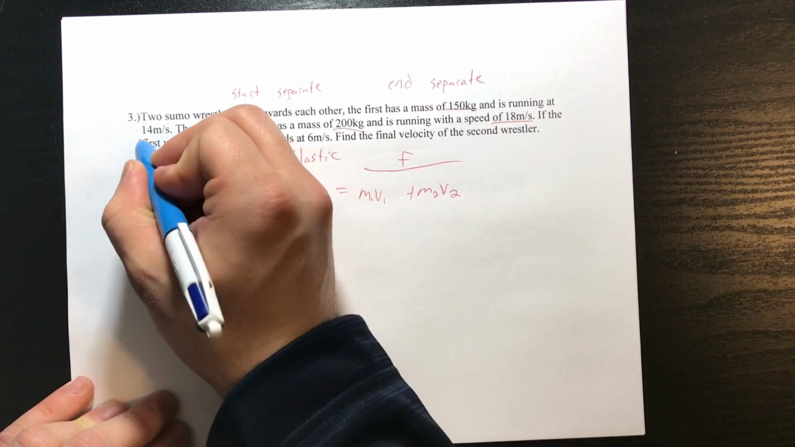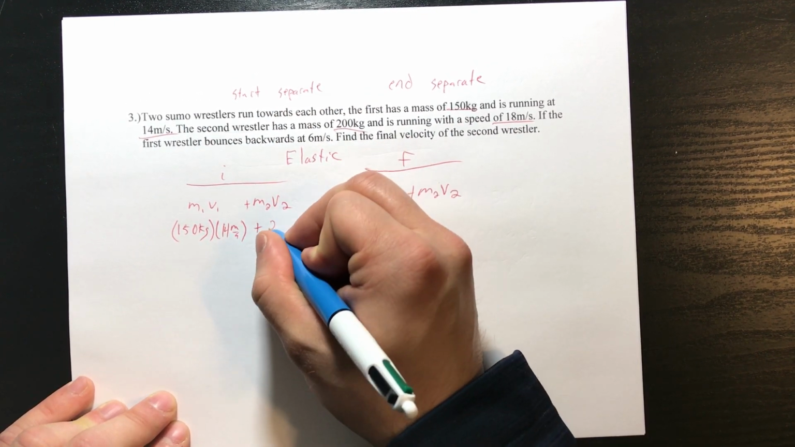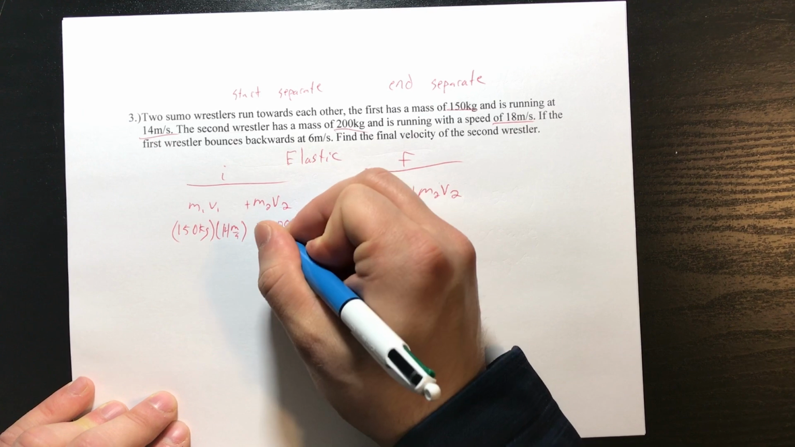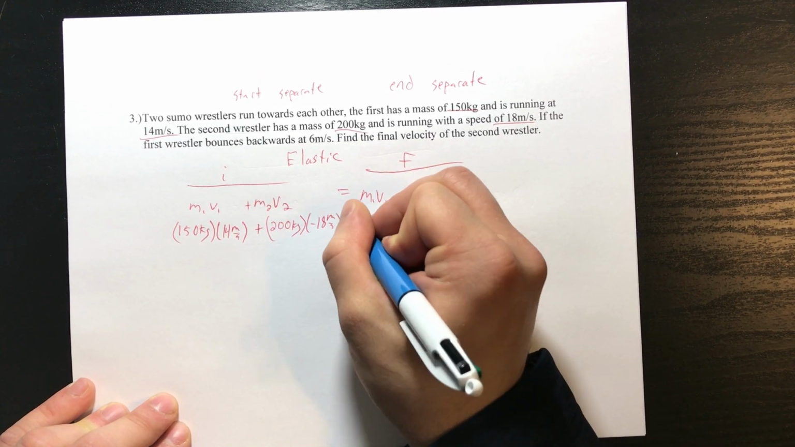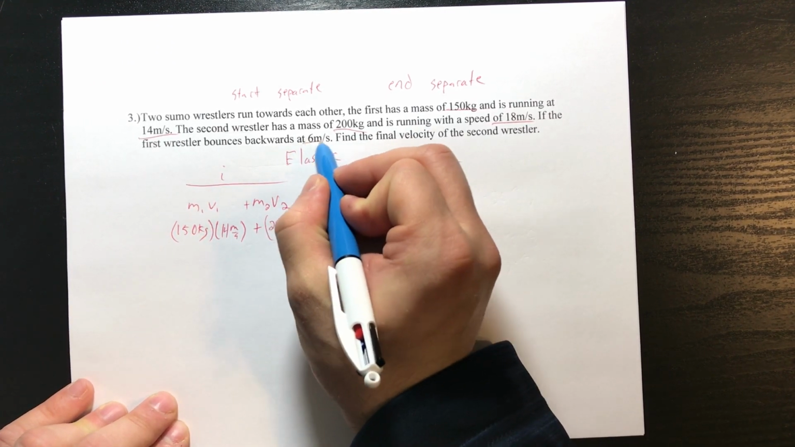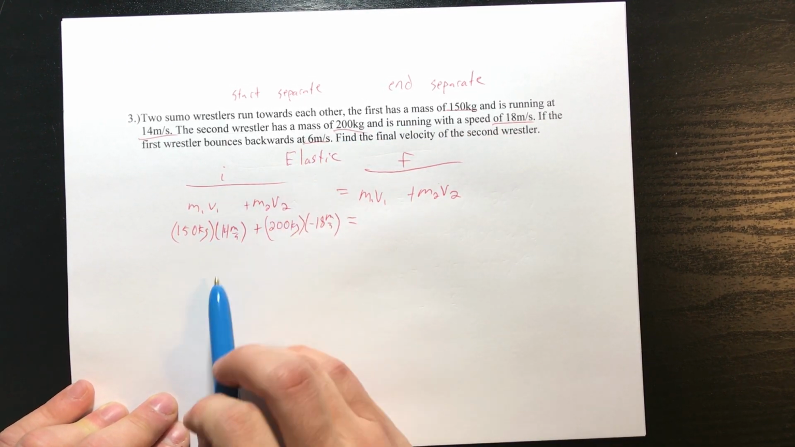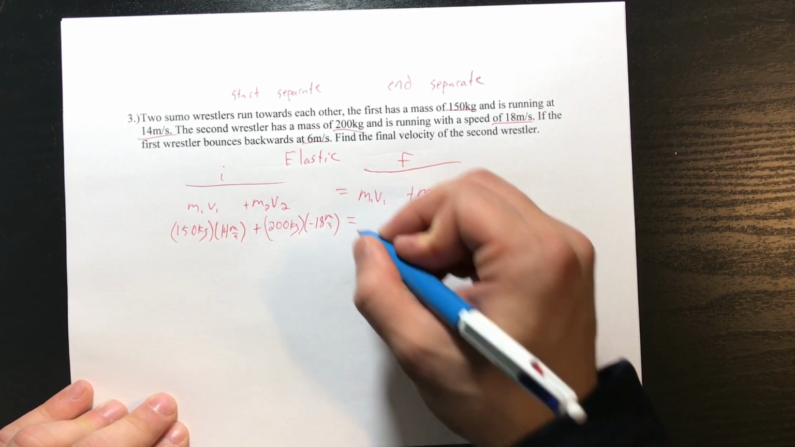So just underlining those values. Realize that our second wrestler of 200 kilograms is traveling in the opposite direction, so negative 18 meters per second. The first wrestler bounces backwards, meaning he changes his direction. So if his initial velocity is positive, his final velocity needs to be negative.